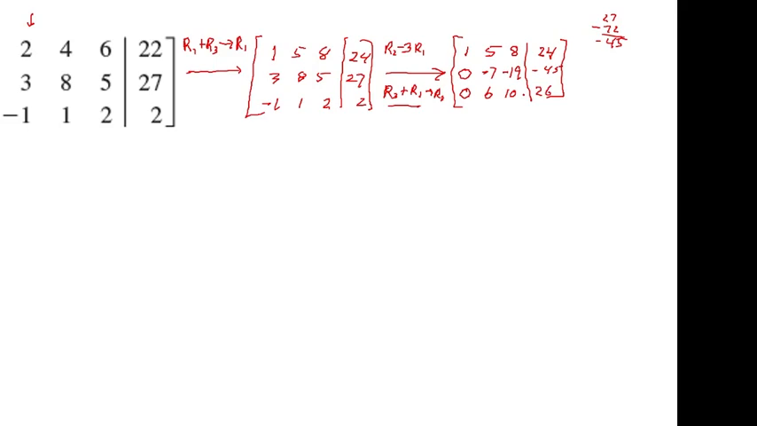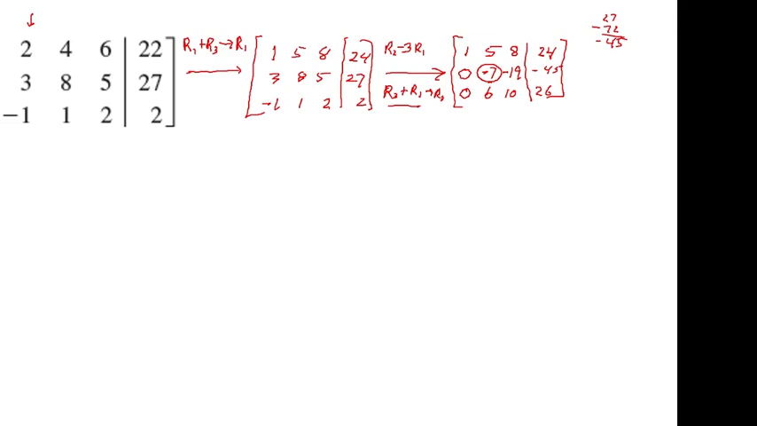Now, what do I do next? Well, I want to put a 1 where this -7 is. This is called our pivot element. But we're going to do it a little bit differently than how the book describes it, but I want you to look at how the book does it.